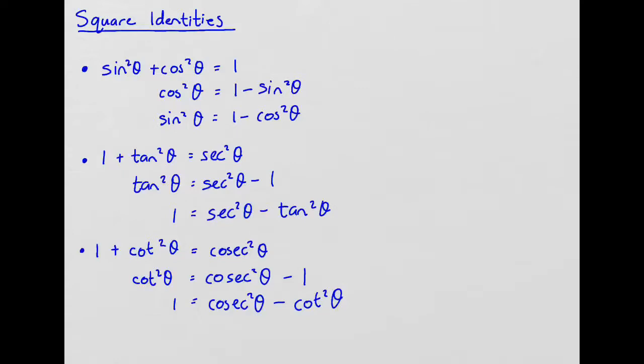So what you see in front of you are the summaries of the three square identities that you need to know. The top one is given to you on the information sheet. So 1 plus tan squared theta equals sec squared theta, 1 plus cot squared theta equals cosec squared theta. That's all given to you. You only need to remember how to manipulate them if that is the requirement.